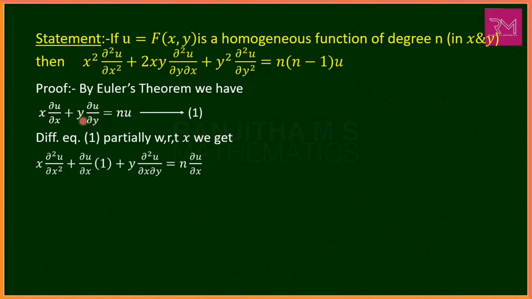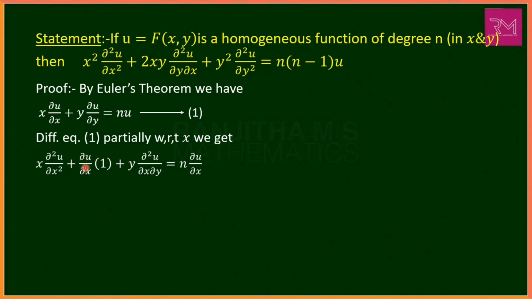We have to differentiate this with respect to x. We get del square u by del x into del y. First you take the del x term, then take del y as it is. To differentiate del u by del y partially with respect to x, we get del square u by del x into del y, which is equal to n, constant, take it as it is, into differentiation of u, which is del u by del x.